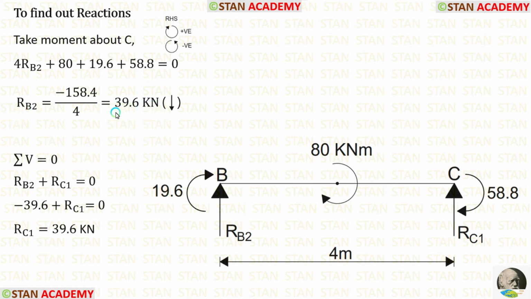For RB2, we will get a negative value. That means our assumption is wrong. We assumed that RB2 is acting upwards, but actually it is acting downwards. Now let us apply the rule sigma V is equal to 0 and find out RC1. Here we have to be very careful. When we apply the value of RB2, we must apply as negative value because it is acting downwards. Finally, we are getting RC1, which is equal to 39.6 kilonewton.